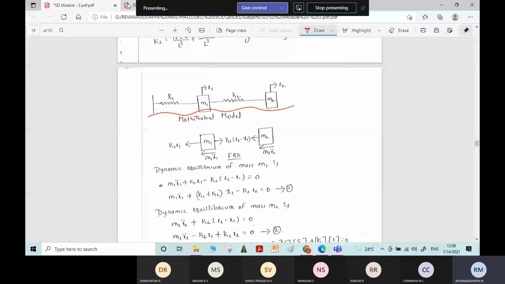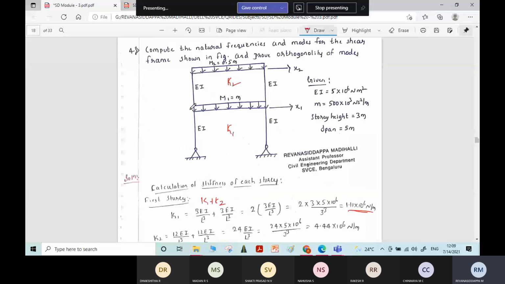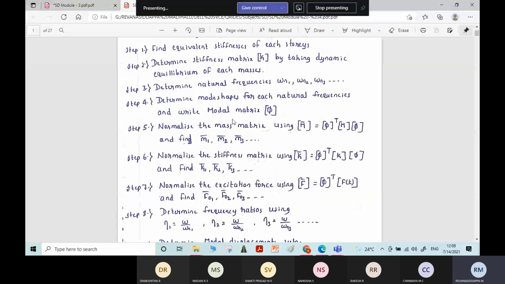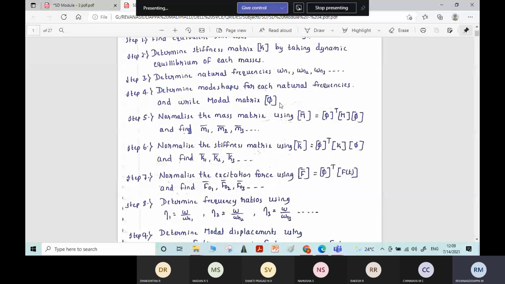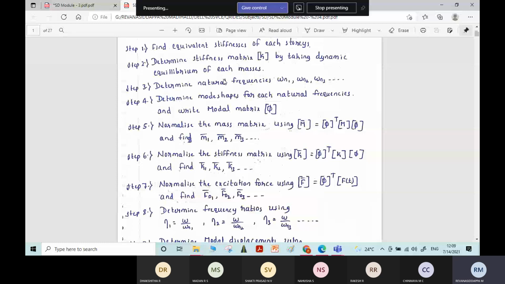So model 4 is response of shear buildings with harmonic loading. These are the problems with respect to free vibration, and these are the problems with respect to forced vibration. If it is a forced vibration, by following the same procedure, we need to first formulate the modal matrix, the pi matrix.